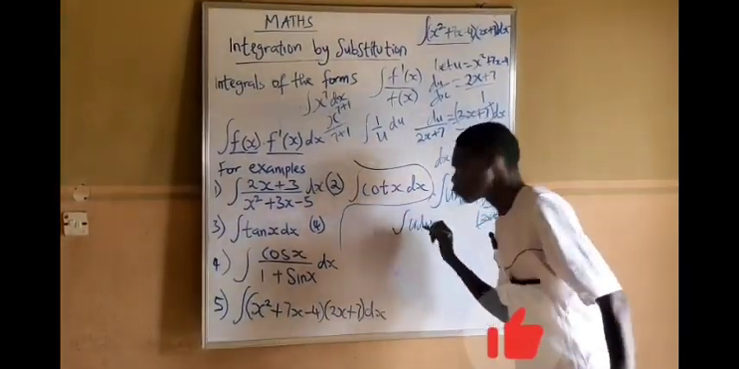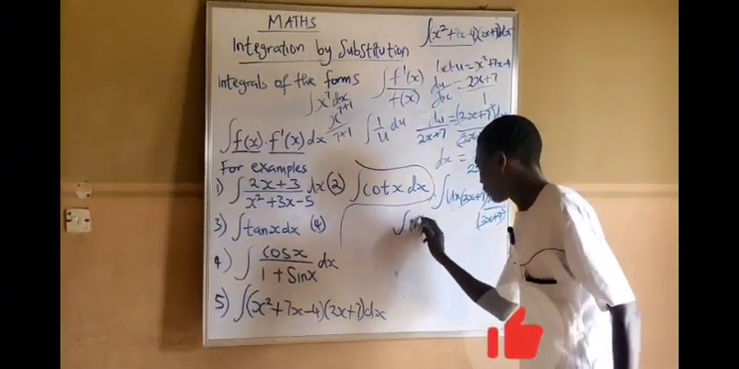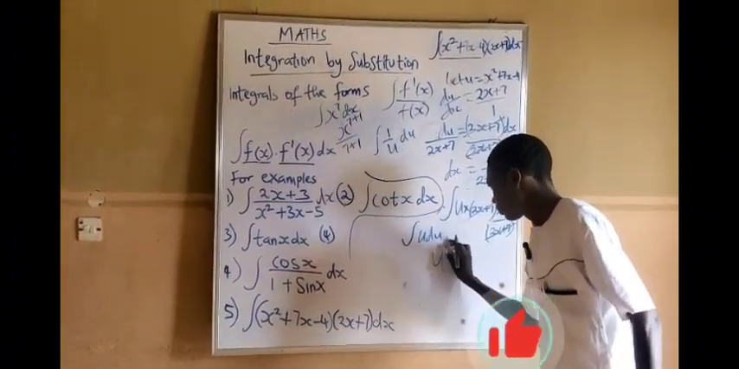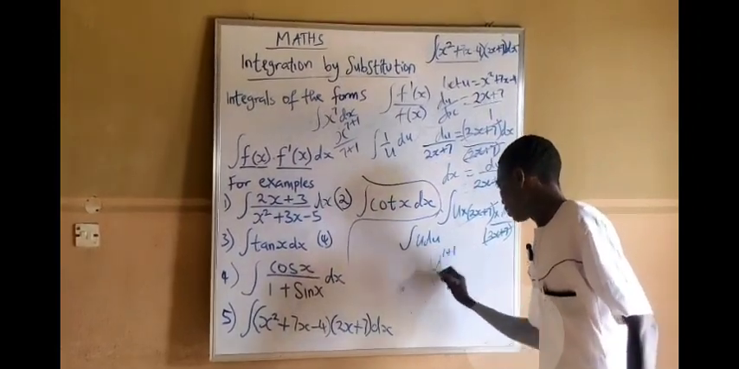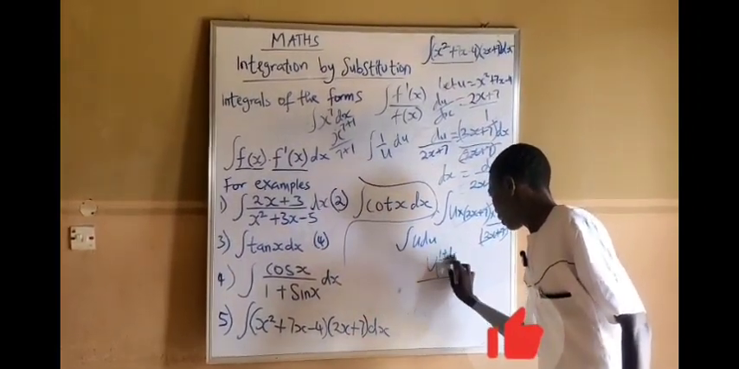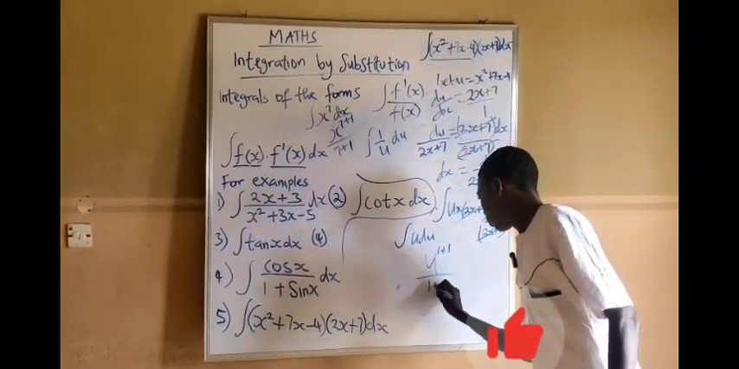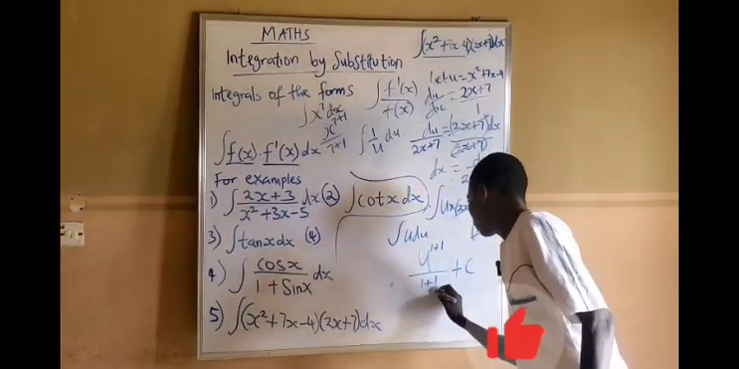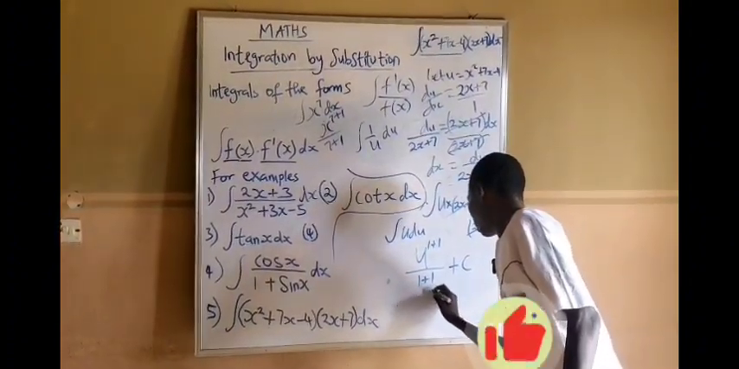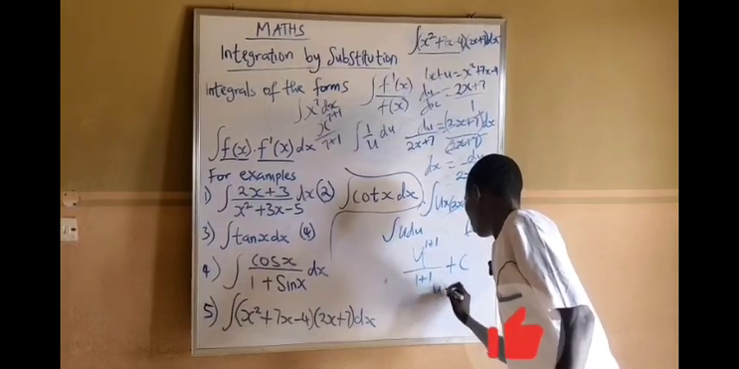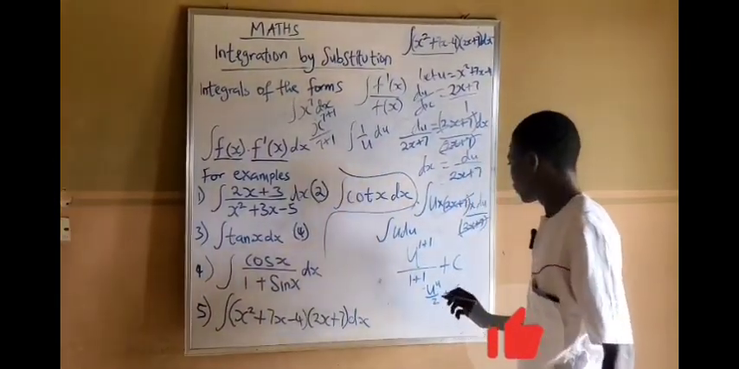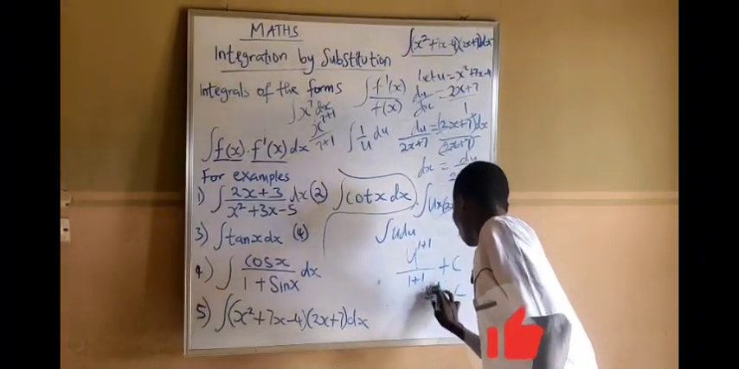The same thing is applicable to this. This has a power of 1, so you add 1 to the power while integrating. That is u raised to the power 1 plus 1, divided by 1 plus 1. Make sure you include your constant. So this gives you u to the power 1 plus 1, which is 2, all over 2, plus c. Sorry, this is 2, not u.